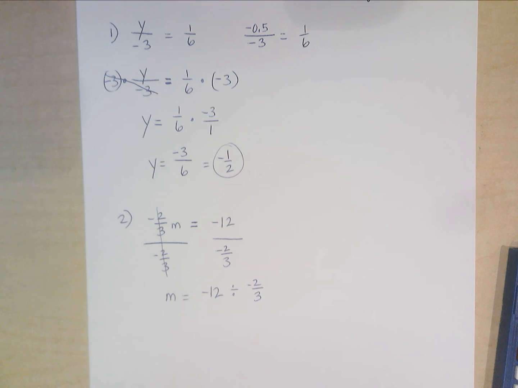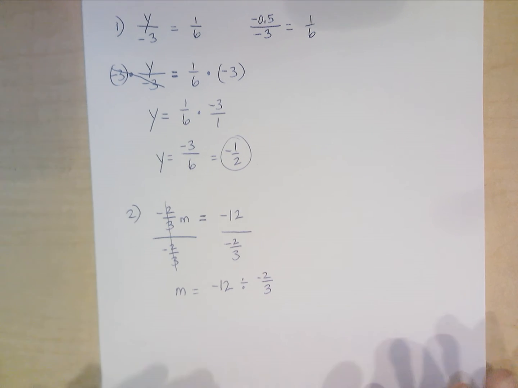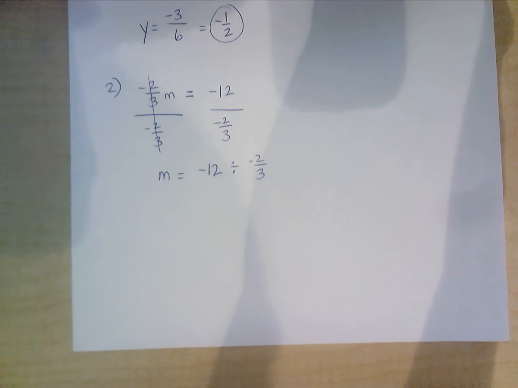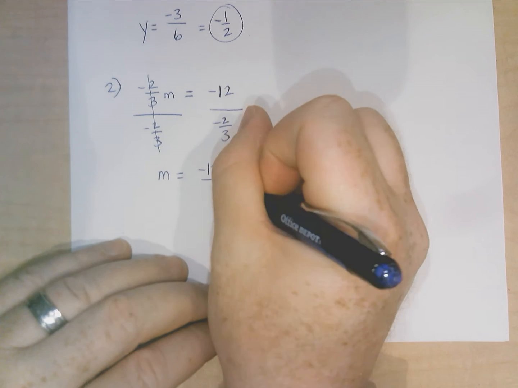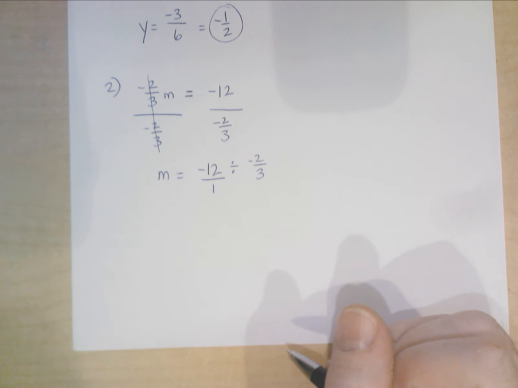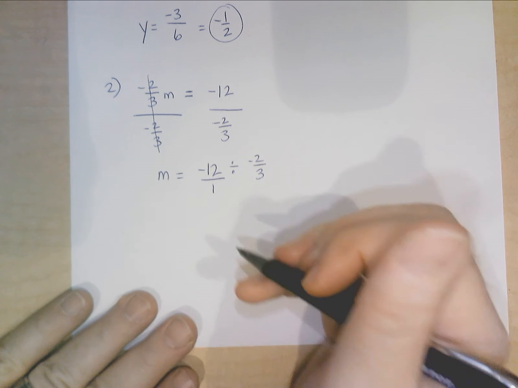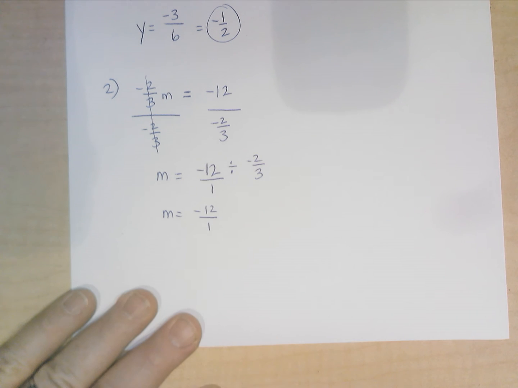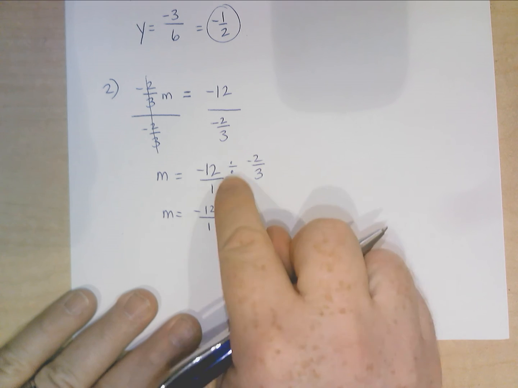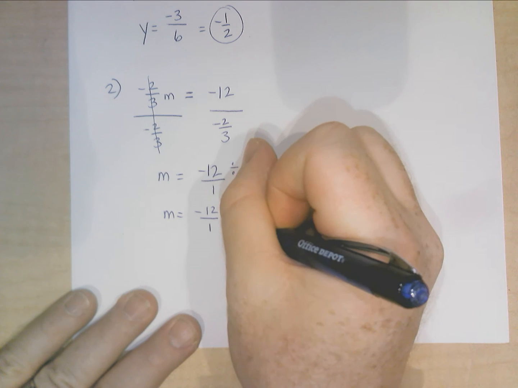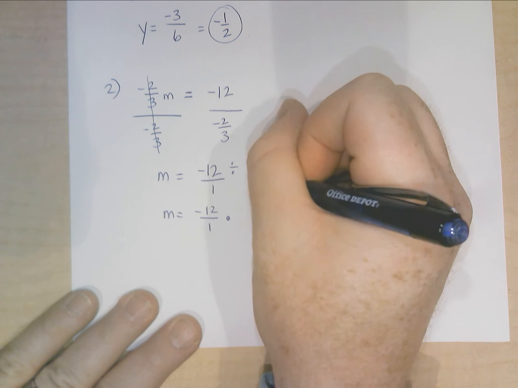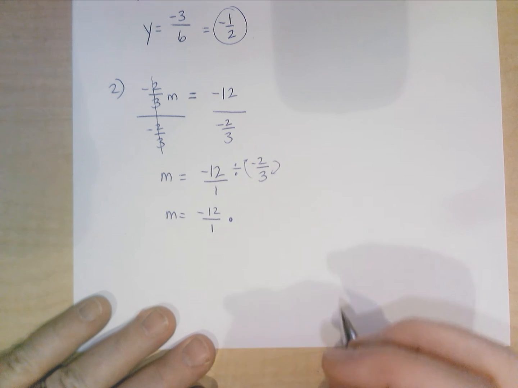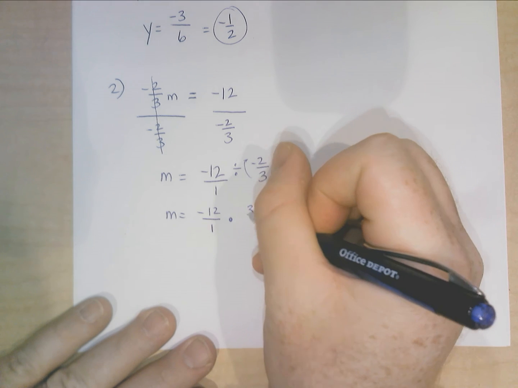Now, of course, you can't divide fractions directly, so we're going to have to do keep, change, flip on this. Remember, negative 12 is negative 12 over 1, as a whole number you set it over top of 1. We're going to keep this there, change this to multiplication, then flip this around. The fancy word for that is reciprocal. So the reciprocal of negative 2/3 is 3 over negative 2.